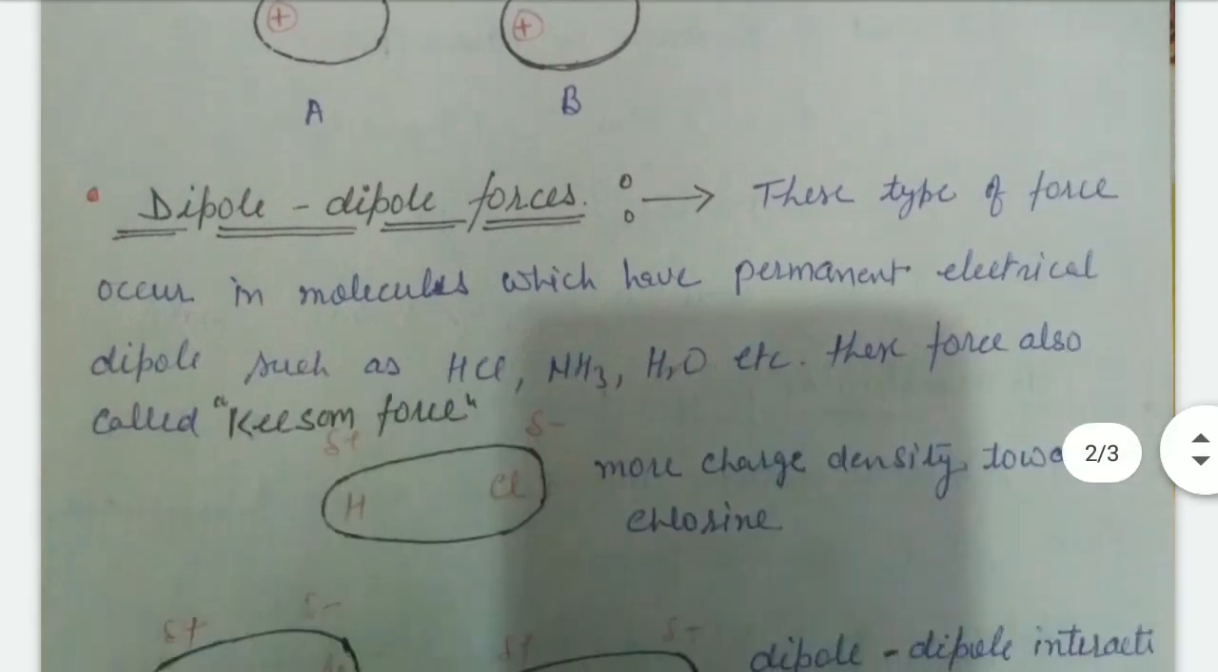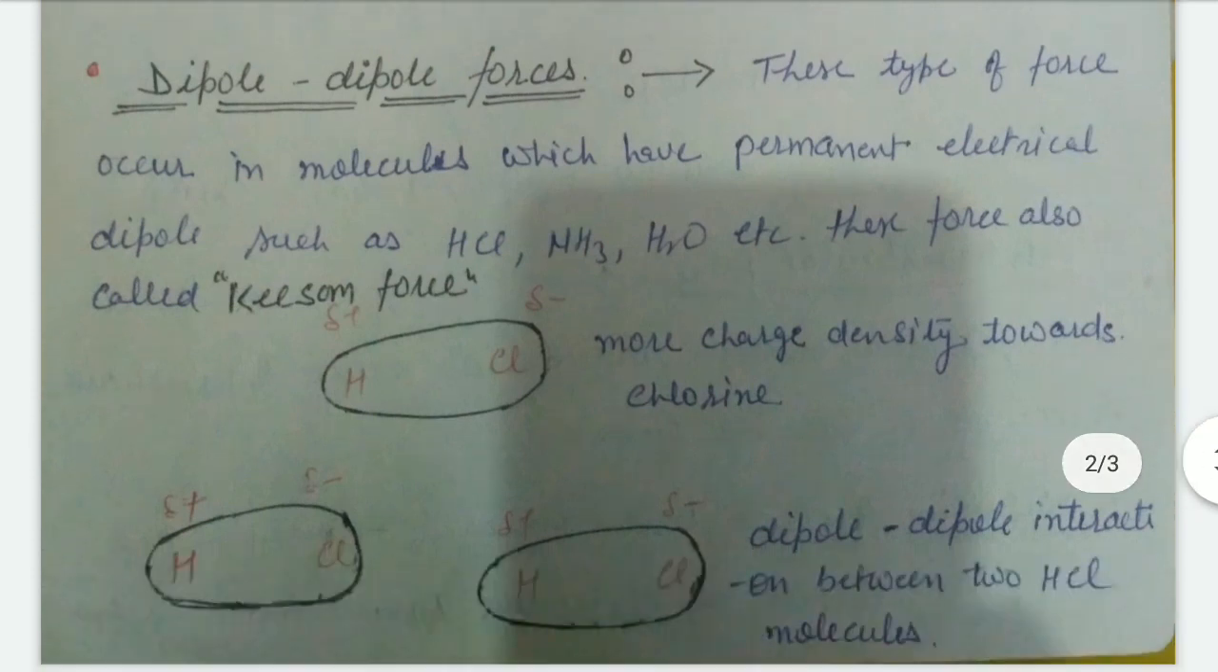Another force is the dipole-dipole force. These types of force occur in molecules which have a permanent electric dipole. It means both of the molecules are dipoles, such as HCl, NH3, H2O, etc. This force is also called the Keesom force. Keesom force, like this HCl.